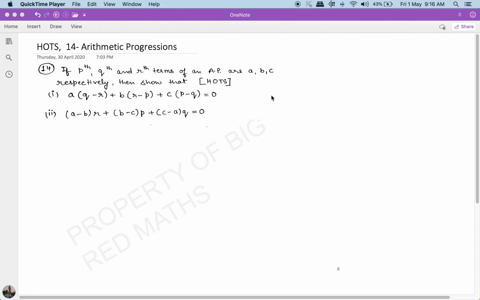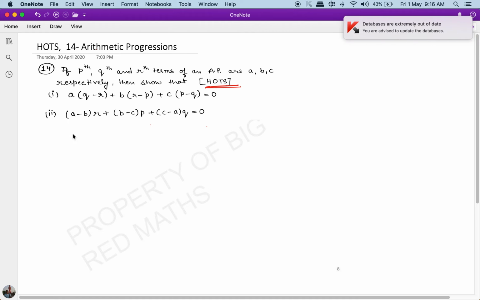Now, this question is a higher order thinking skills question. Okay, this is a HOTS question. Remember that in these kinds of questions, you have to be very careful about what you want to finally arrive at. Okay, so keep the RHS in mind while you begin solving the LHS. Now let's start solving this one first.